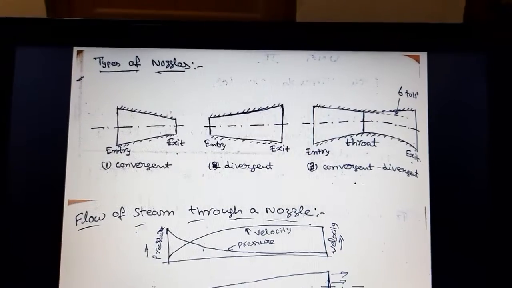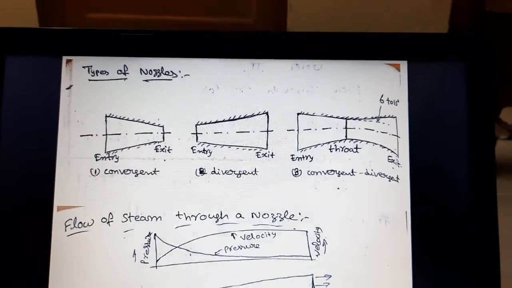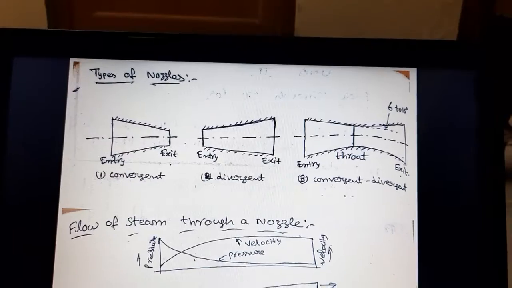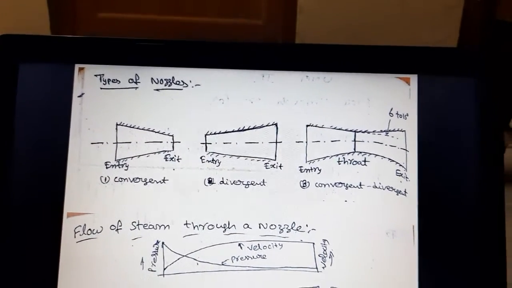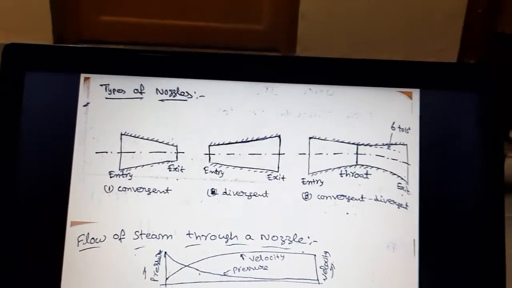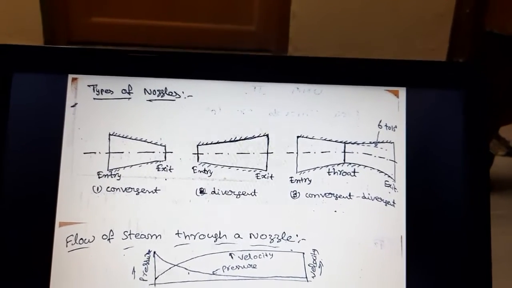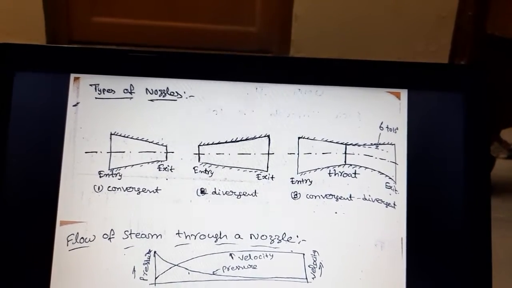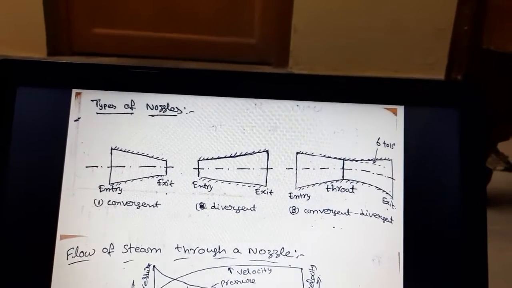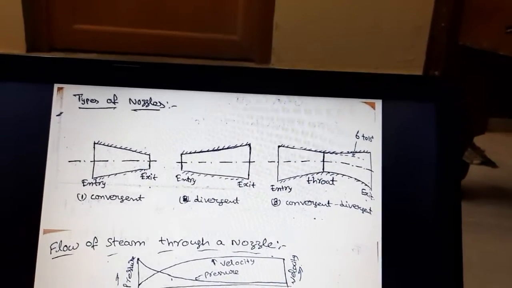But in the case of the divergent nozzle, the entrance has a small diameter, gradually increasing up to the exhaust, which has the largest diameter. So convergent and divergent nozzles do not have a throat. But in the convergent-divergent nozzle we have the smallest section, which is the throat, and the largest entrance diameter gradually decreasing up to the throat. From the throat, the diameter of the nozzle gradually increases.